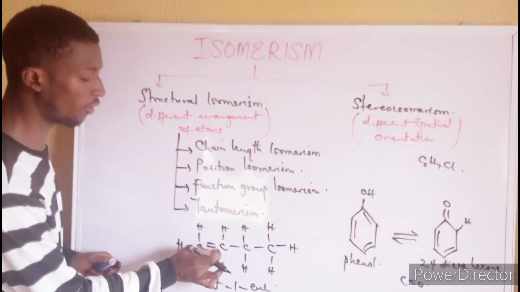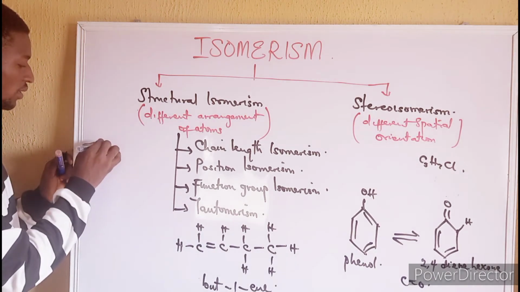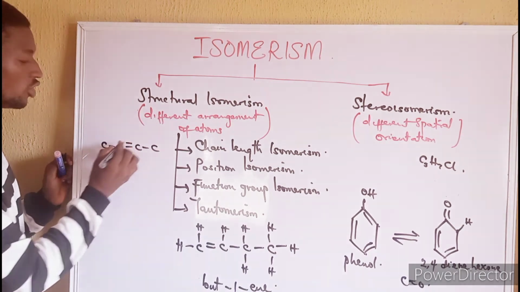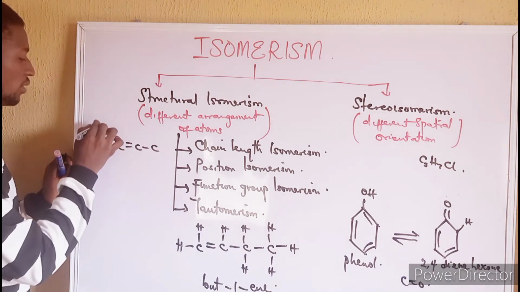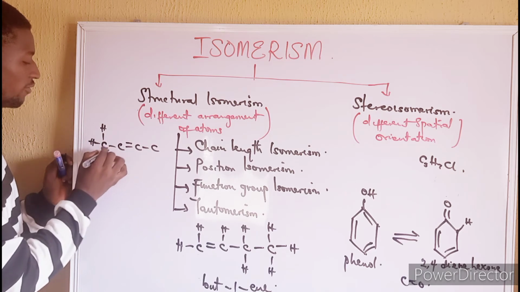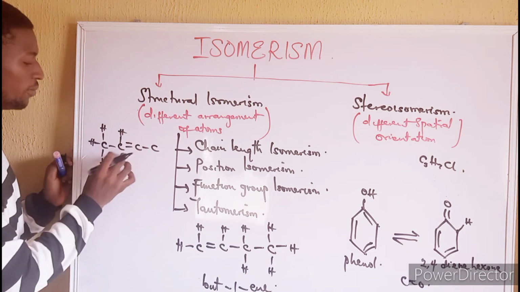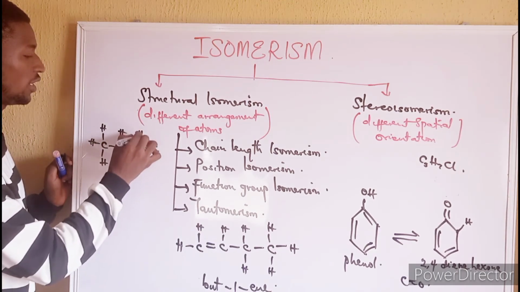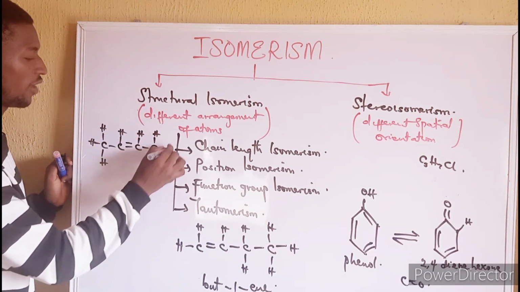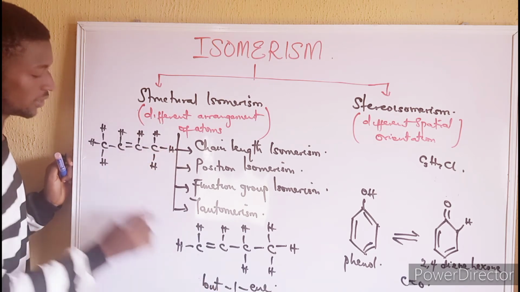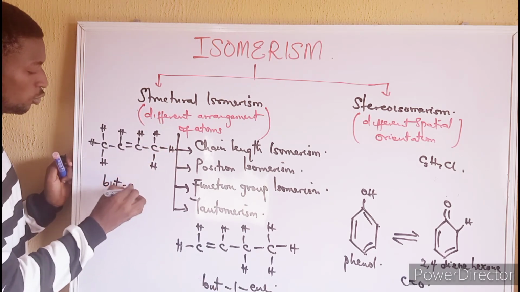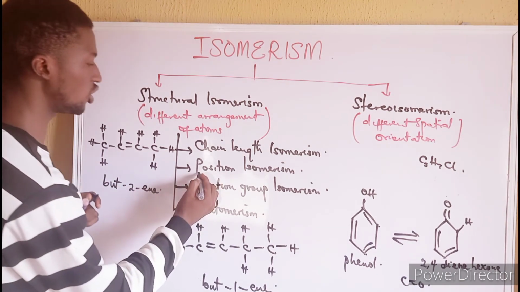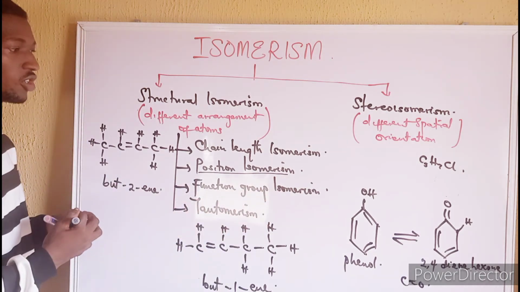Now, when we change the position of this double bond, we can have C, C, C, C. We have 4 carbons already. So we take the double bond to be on the second carbon. Here you have H, H, H, H. Remember, the carbon atom carrying the double bond will not take the full number of atoms. What do you call this? This is called but-2-ene. So what type of isomerism is this? This is called position isomerism.